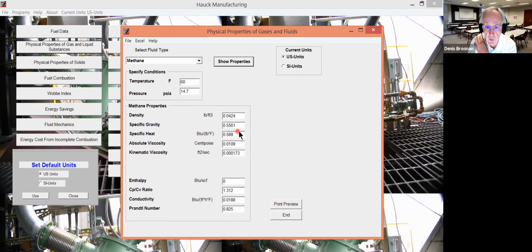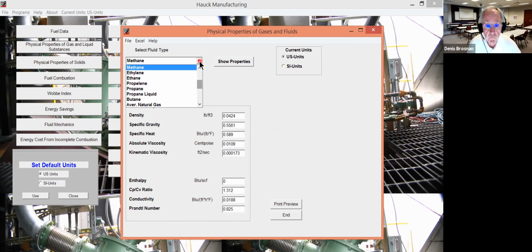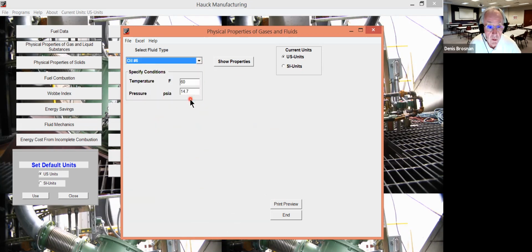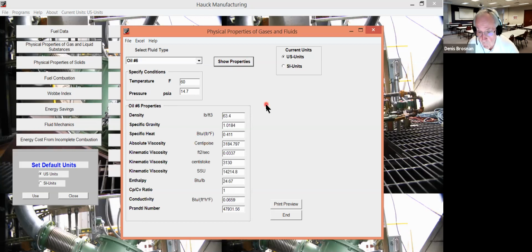So here we have some gravity of gas. We know methane's going to go up if it's released by buoyancy. We have some other information that's of interest in dealing with methane. Now, down here, we'll go back to oil number 6, just to pick a heavy oil, show the properties of the oil, and we can show some of the information that we have about the oil.